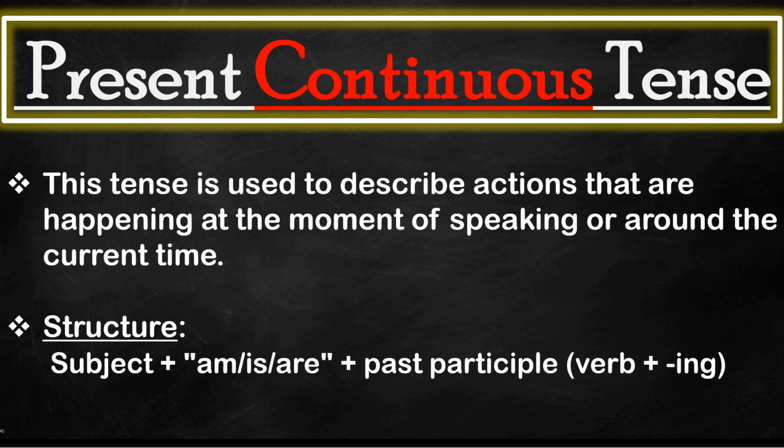So what is the structure that is used for the present continuous tense? You use the subject, along with that you use is, am or are, and the verb plus the ing form. Don't get confused, we'll see how.